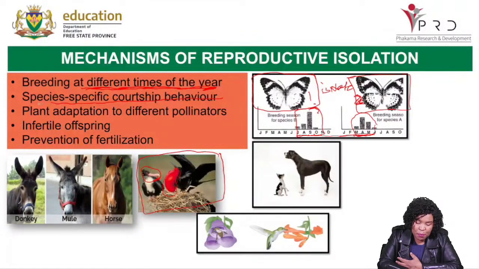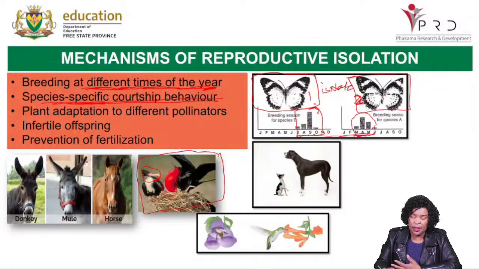So the species-specific courtship behavior is no longer the same. Now, this organism here, this bird, has learned to have a different courtship behavior than this one, and they will not be able to communicate now, to say, I don't understand what you mean.